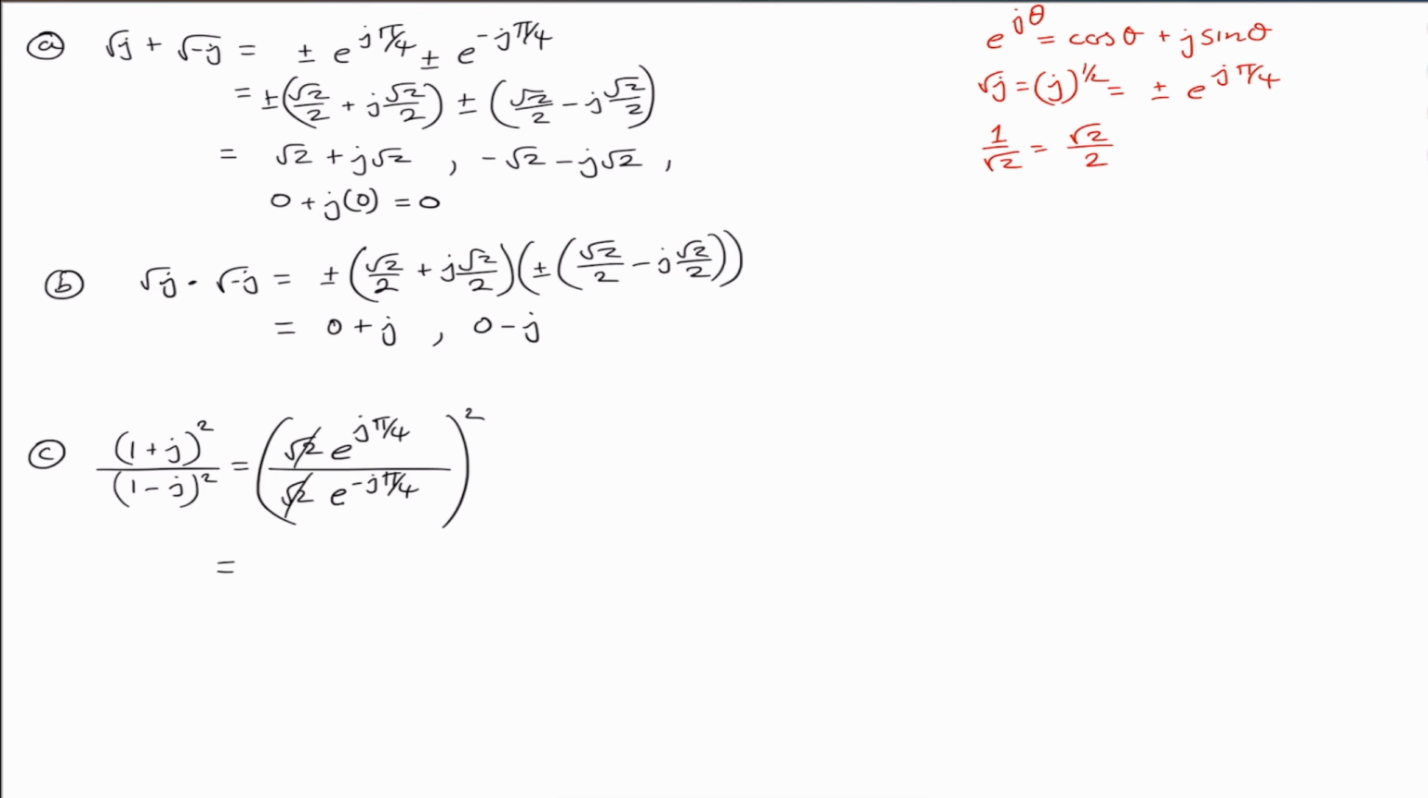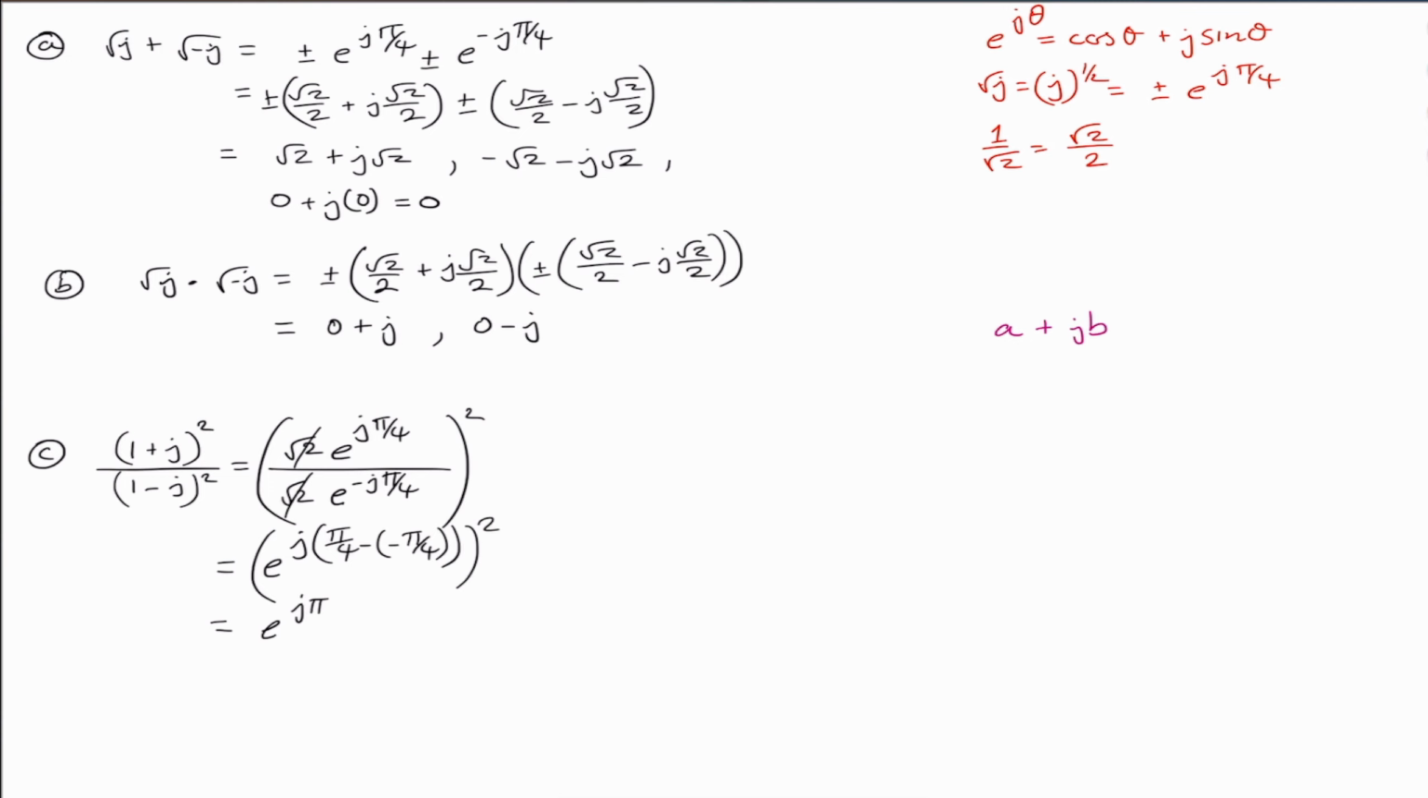So that reduces to, and if we apply exponent properties, we know that will be e to the j, pi over 4 minus a minus pi over 4, keep r squared, and that goes pi over 4 plus pi over 4 is pi over 2. Pi over 2 times 2 is pi, so we then end up with e to the j times pi.